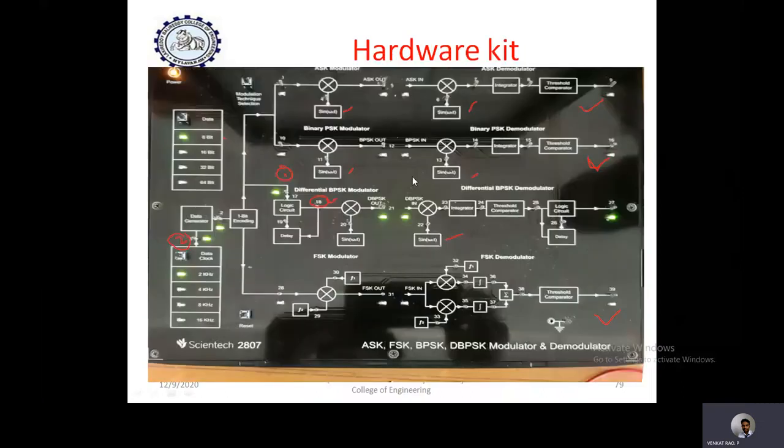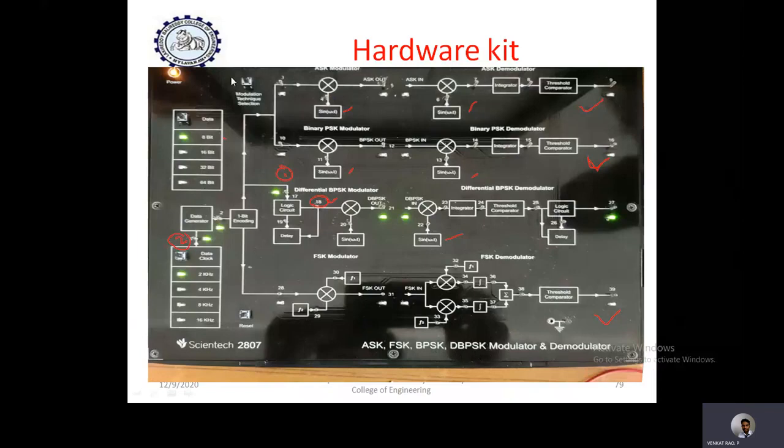Now we'll move on to the experimental analysis. All of you carefully observe this hardware kit. I have mentioned this particular kit a number of times because in this kit you can perform experiments on ASK, FSK, PSK, DPSK and so on. But here our goal is to perform an experiment on DPSK, differential phase shift keying or differential binary phase shift keying. So let us observe only this part.